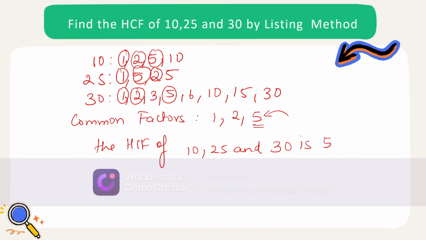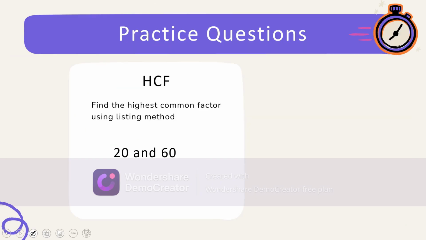Let's move on to the next example. Okay, so here is a practice question. You need to find the HCF of 20 and 60 using the listing method, and put the answer in the comment section.